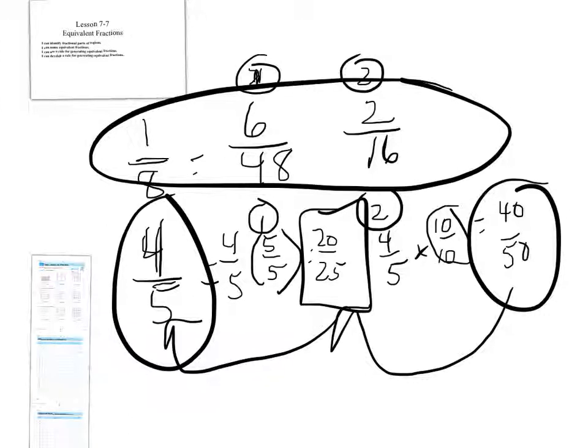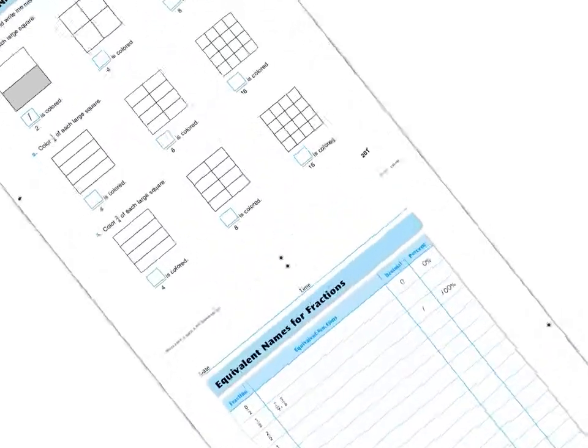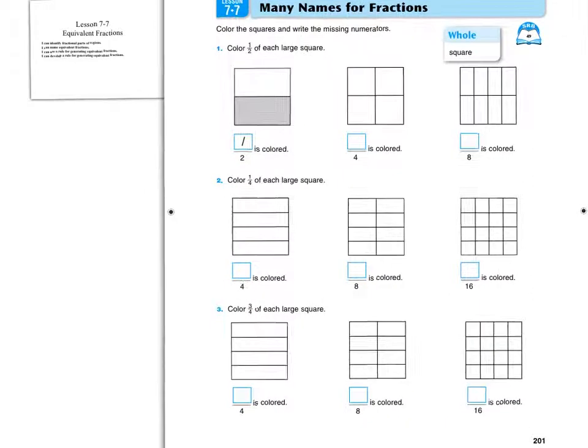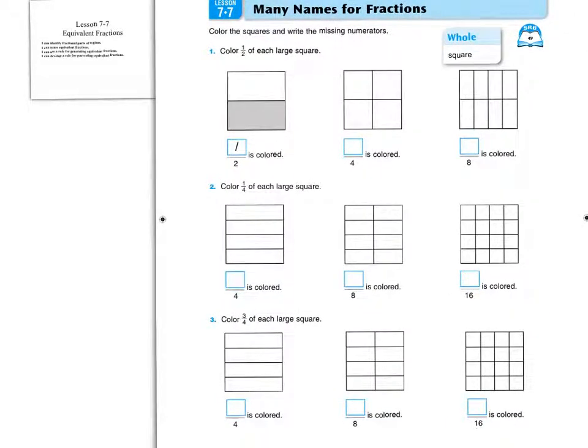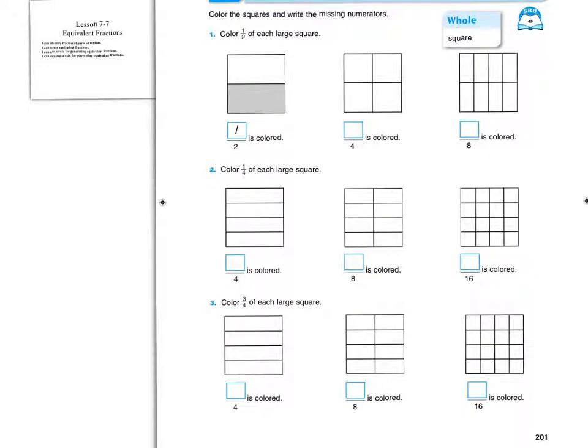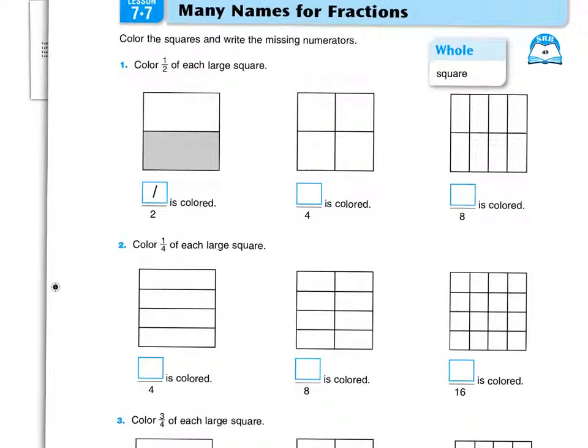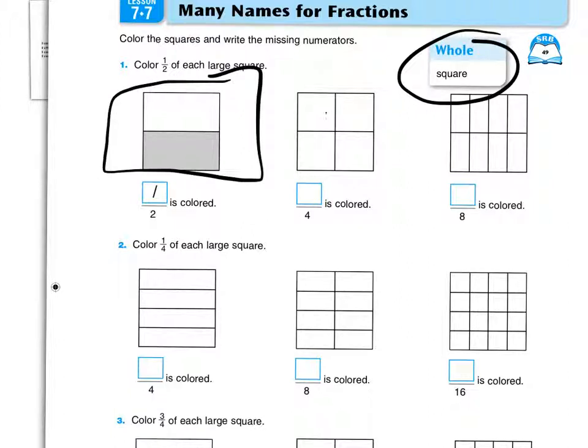Alright, so let's go to page 201 in your journal. Okay, this is actually a really, really easy page. I mean, really easy. I almost don't even want to show you it's so easy, because I think you can get it done in like 5 seconds. But it tells you the whole. The most important thing is it tells you the whole right on top. It's always the most important thing. The whole is a square. Okay? The whole square. I know this one looks like 4 squares, but the whole thing is the square.